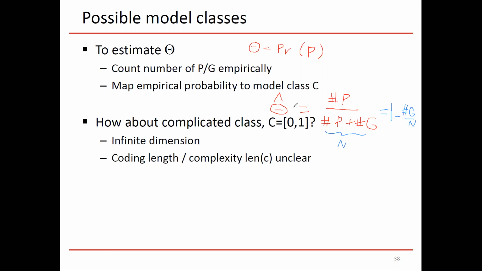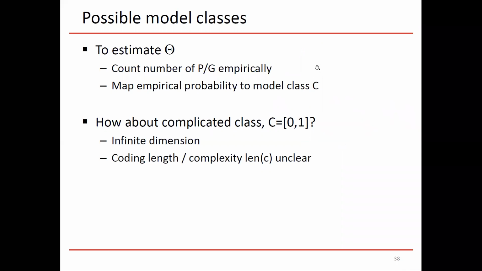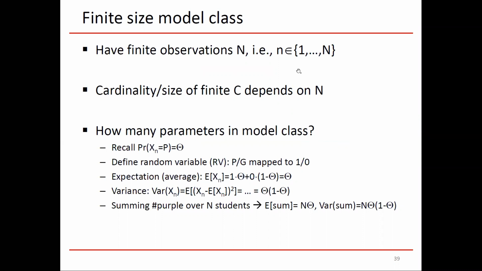So one possibility is that you'll have a finite model class, and if you have a finite model class, you could map to this, or maybe you have a complicated model class, an infinite dimensional model class, all the real values from 0 to 1. So the coding length, the complexity, the length of C for an infinite dimensional model class is not really clear. But we only have an observation, so it doesn't really make sense.